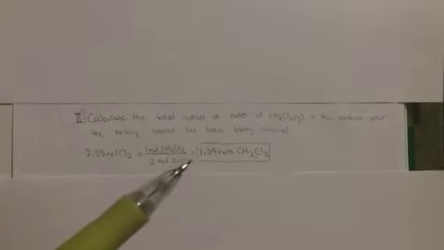For Roman numeral 2, we have to calculate the total number of moles of CH2Cl2 in the container after the limiting reactant has been totally consumed. The limiting reactant was Cl2, so we take the moles of Cl2, which is 2.58, and we do the molar ratio. For every 2 moles of Cl2, there's 1 mole of CH2Cl2, so after we do that, we get 1.29 moles of CH2Cl2.